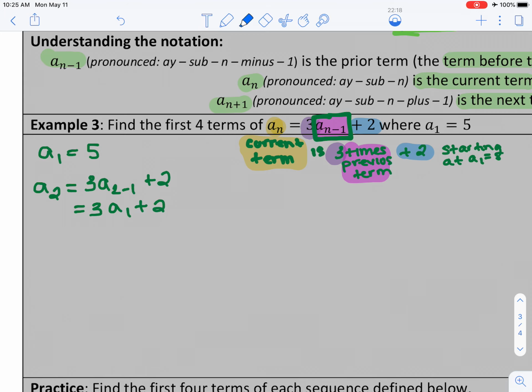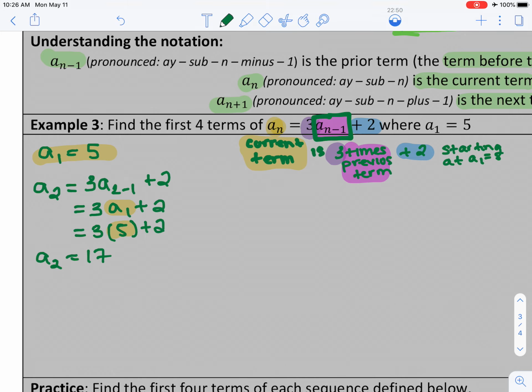Well, remember, we were given our a sub 1 term, right? We were told that a sub 1 equals 5. So instead of writing a sub 1, we'll go ahead and write 3 times 5 and then plus 2, right? So all we've done is a substitution of that first term. And that calculation tells us that a sub 2 is equal to 3 times 5, which is 15, plus 2, which is 17. Okay, so we have our second term here.